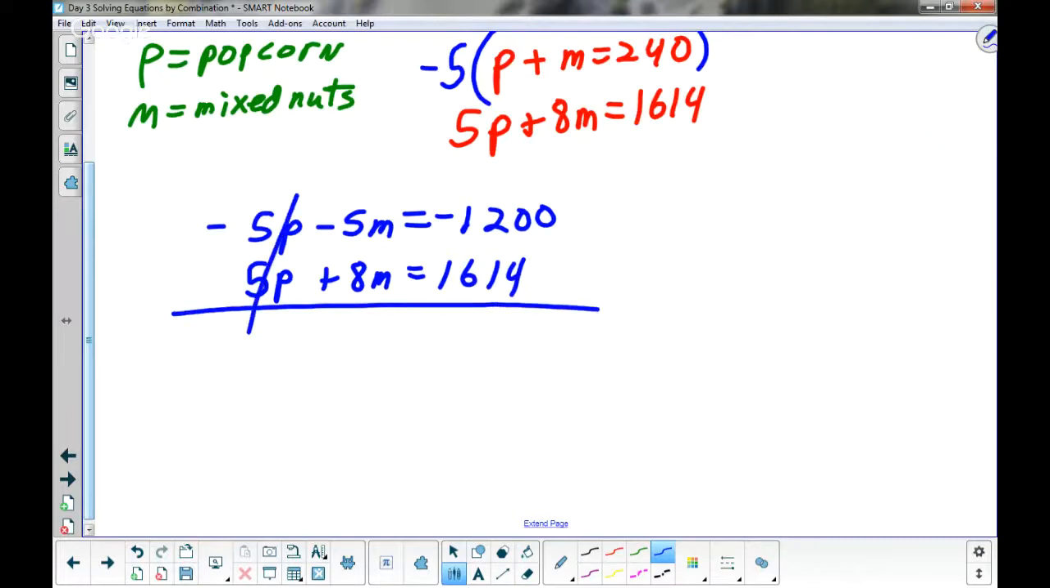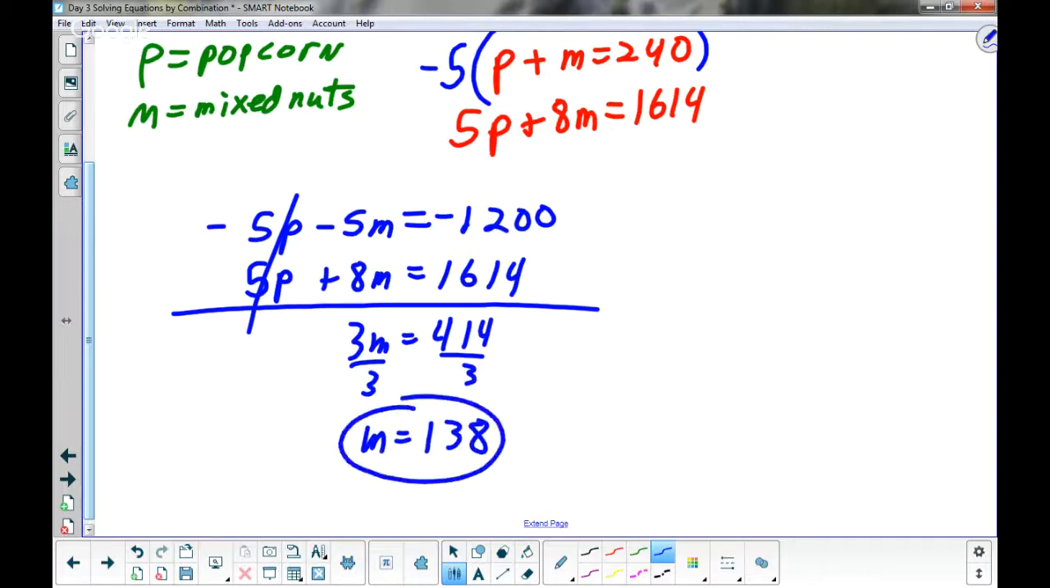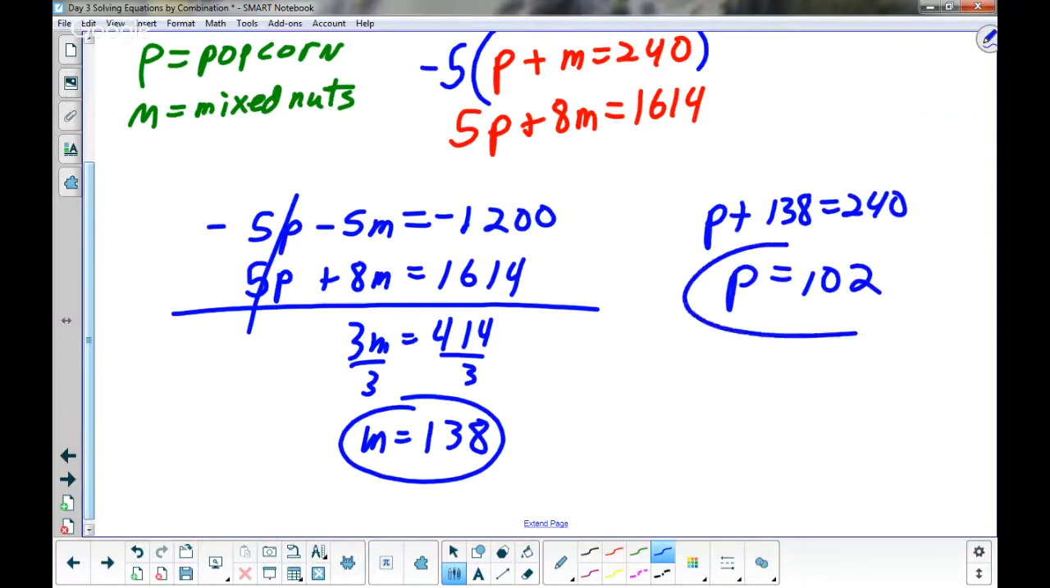Combine them. P's cancel out. You get 3M equals 414. Divide both by 3. And M here equals 138. So 138 cans of mixed nuts. All we have to do now is find how many popcorn, and we just plug it back in. I'm going to plug it into the first one. I think that's the easy one. P plus 138 equals 240. So P here equals 102. So 102 cans of popcorn and 138 cans of mixed nuts.